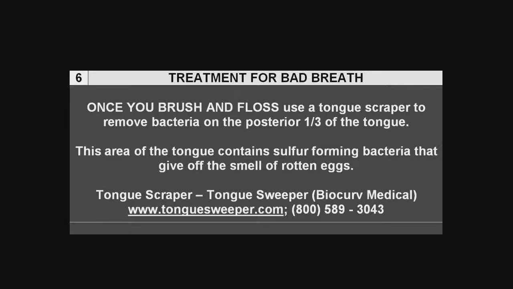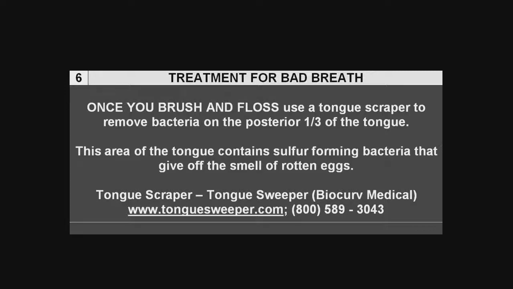Treatment for bad breath. This is very much associated with the tongue, but once you brush and floss, use a tongue scraper to remove the bacteria on the posterior 1/3 of the tongue. This area of the tongue contains sulfur-forming bacteria that give off the aroma or smell of rotten eggs.